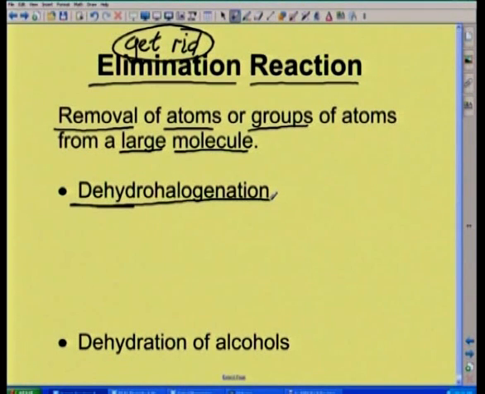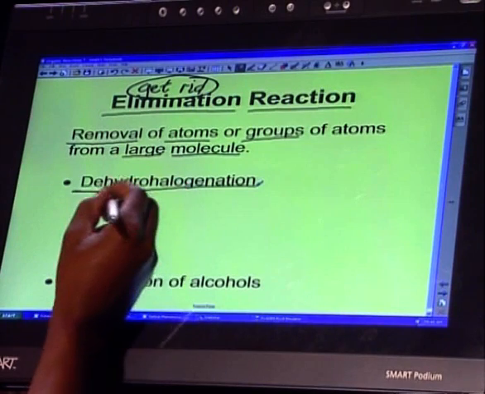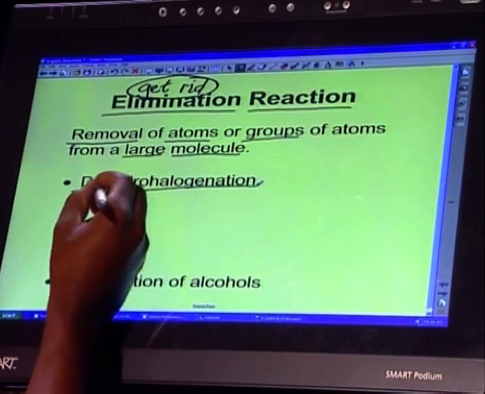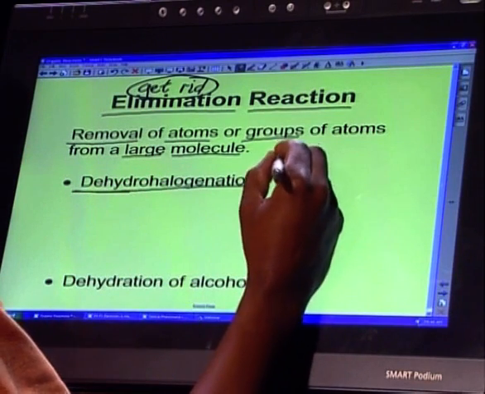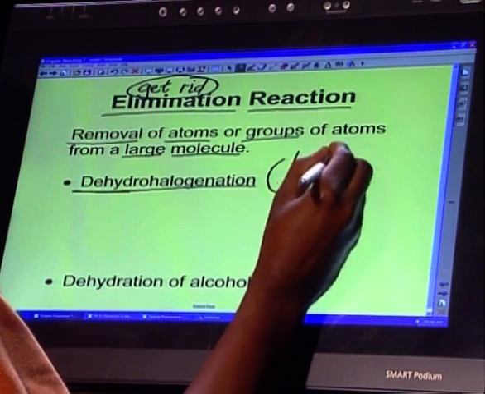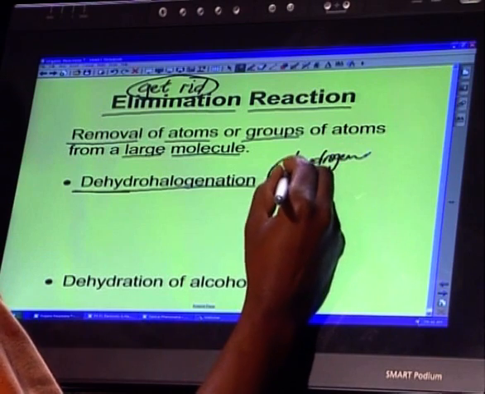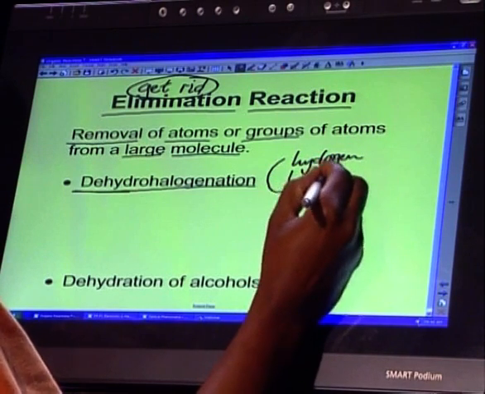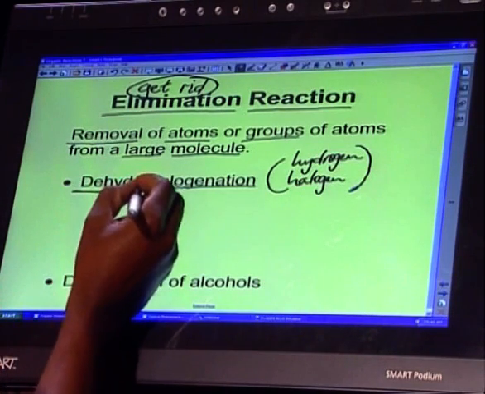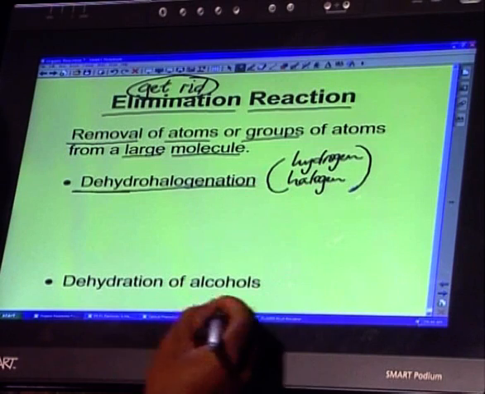Dehydrohalogenation means you are getting rid of a hydrogen and getting rid of a halogen, hydrogen and halogen here. So here you're getting rid of a hydrogen, you're getting rid of a halogen. Hence the word dehydrohalogenation. Okay?